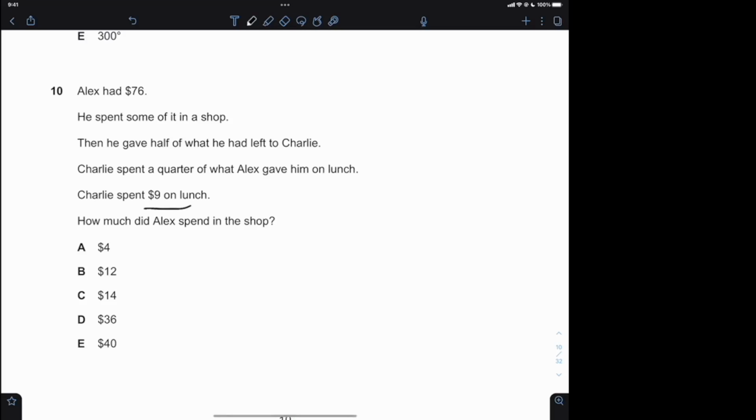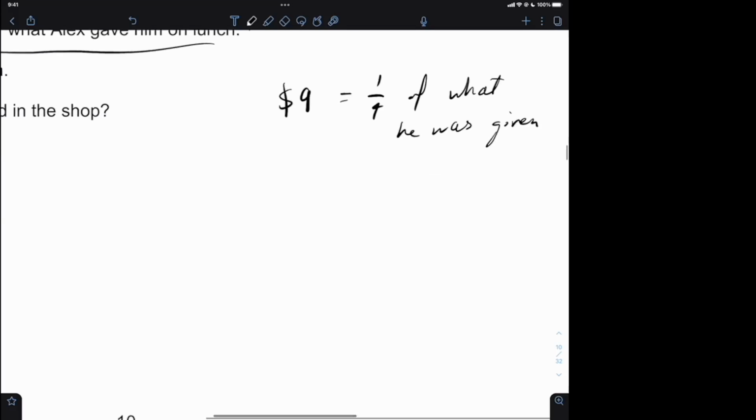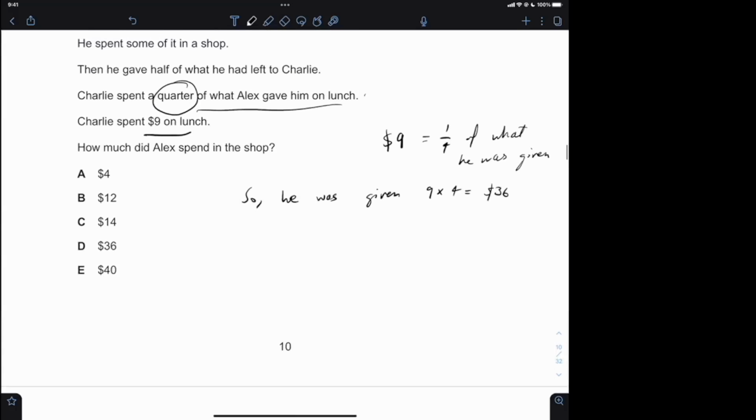So if Charlie spent $9 on lunch, and that $9 was a quarter of what Alex gave him, right? So if $9 equals a quarter of what was given, then the whole thing is going to be 36, times by 4 to get the whole thing. So he was given $36, right? Because a quarter of 36 is 9. So that's that first step done when we're working backwards.